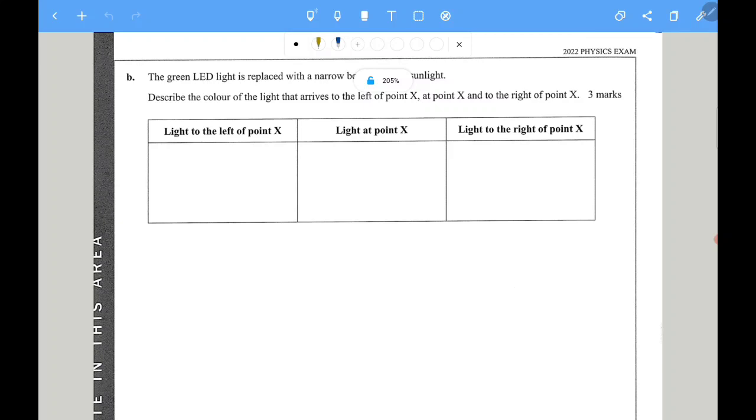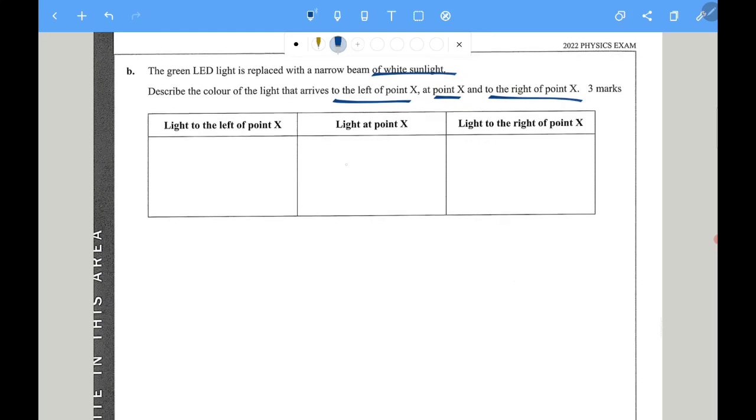Centimeters. So now the green LED light is replaced by a narrow beam of white light, right, which is a collection of different colors. Describe the color of light that arrives to the left of point X, at point X, and to the right of point X. So at point X, it will just be green light.